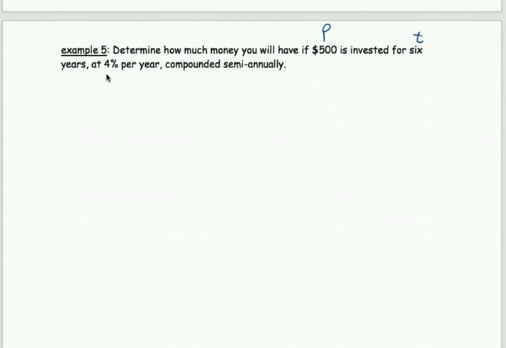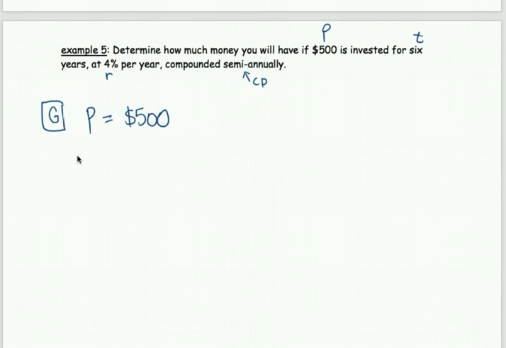Here's the interest rate. I'll just write R for now because we're going to find I. And then here's the compounding period, so we'll call it CP. We're going to write down all the things that we know. We know the principal is $500, so that's the present value.